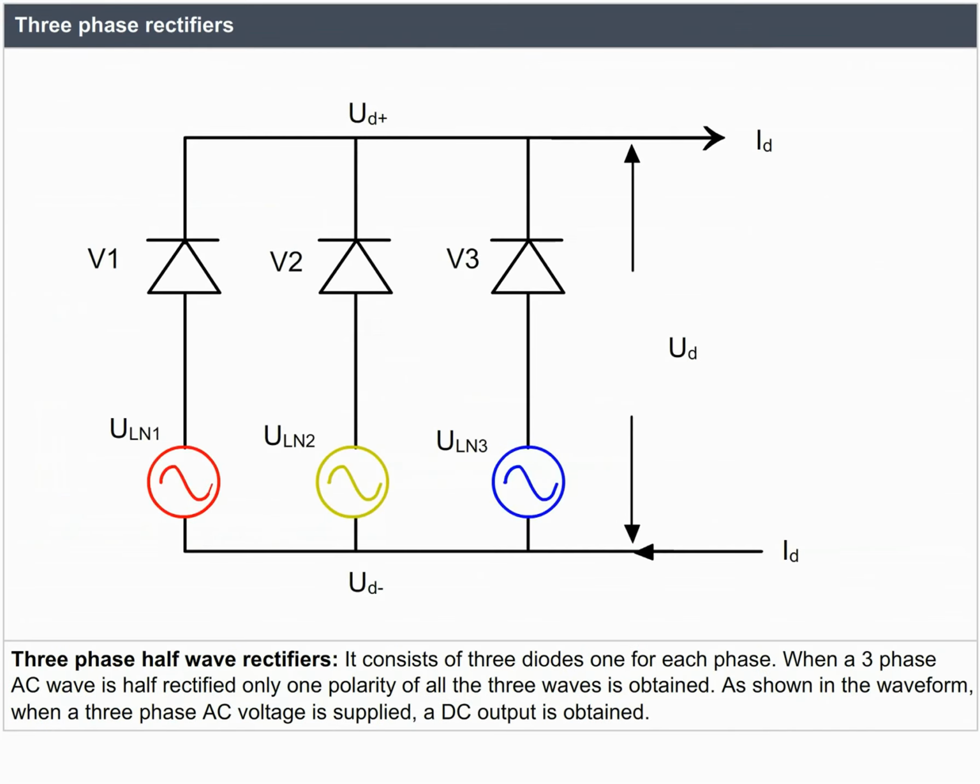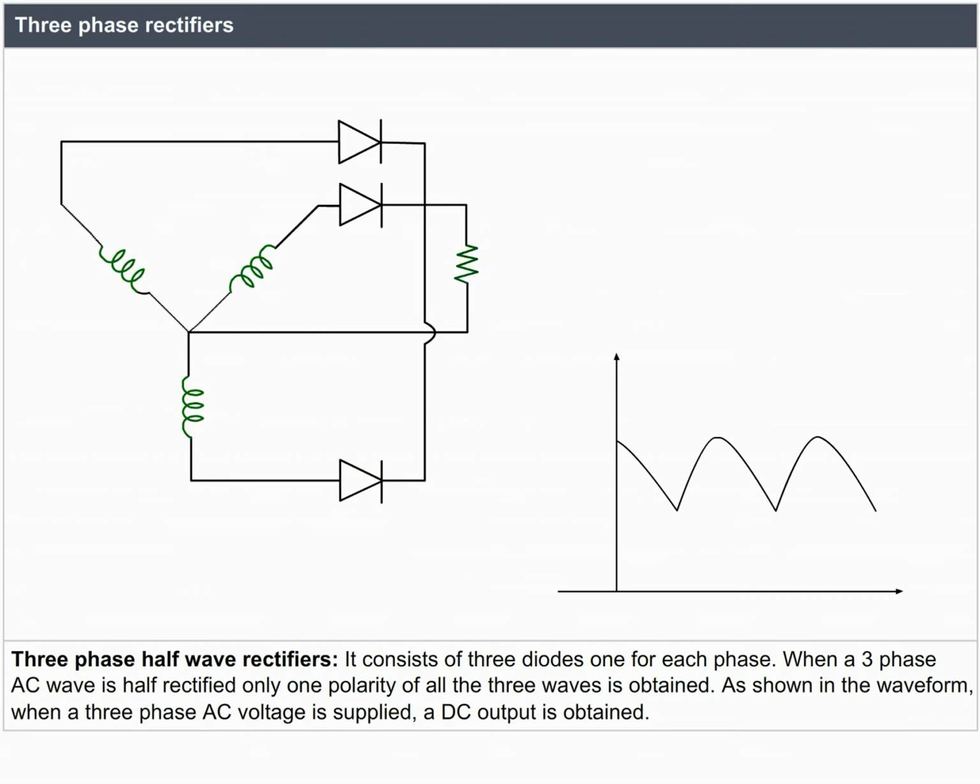Three-phase half-wave rectifier. It consists of three diodes, one for each phase. When a three-phase AC wave is half-rectified, only one polarity of all three waves is obtained. As shown in the waveform, when a three-phase AC voltage is applied, a DC output is obtained.